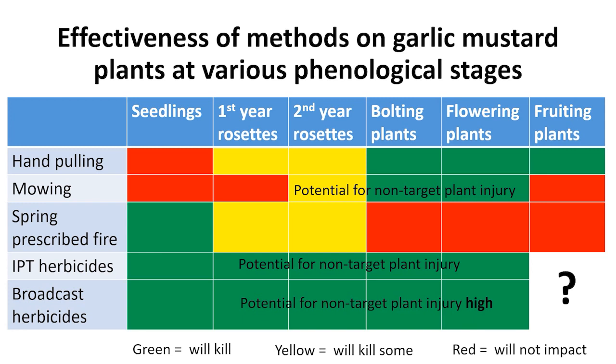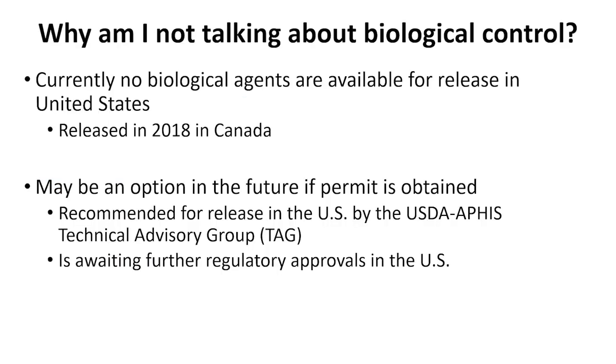Now, we can mitigate that sometimes by looking at the timing of when we apply that, but I want to emphasize that mowing and herbicides, particularly broadcast herbicides specifically, have the potential for really high non-target plant injury, depending on the time when we apply those. And we'll talk more about that later on in the presentation. So I wanted to talk about the different control methods and the pluses and minuses of each one.